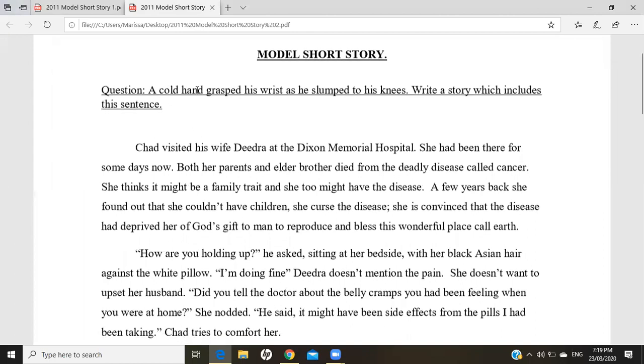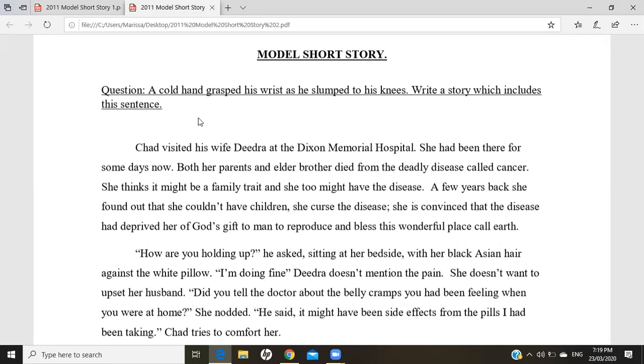So this story is the same question. It says, a cold hand grasped his... I remember this one. Yes, don't tell my story, Sanjay. So I want to show you all how two persons can write two completely different things. So then the last one was... So you can do either or for exam then.